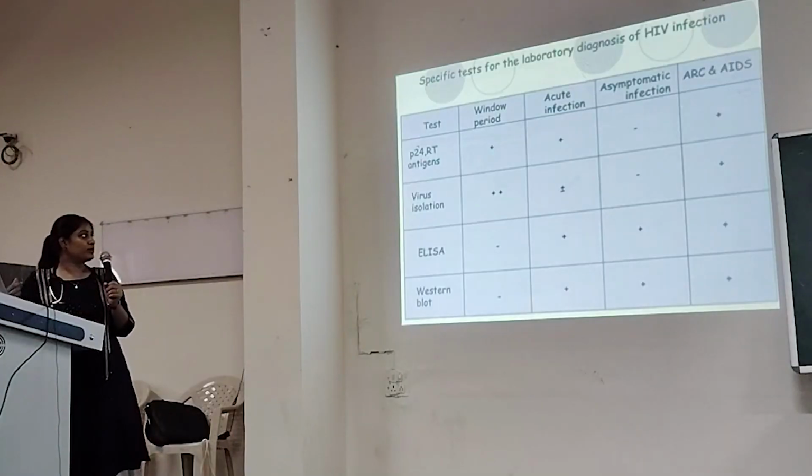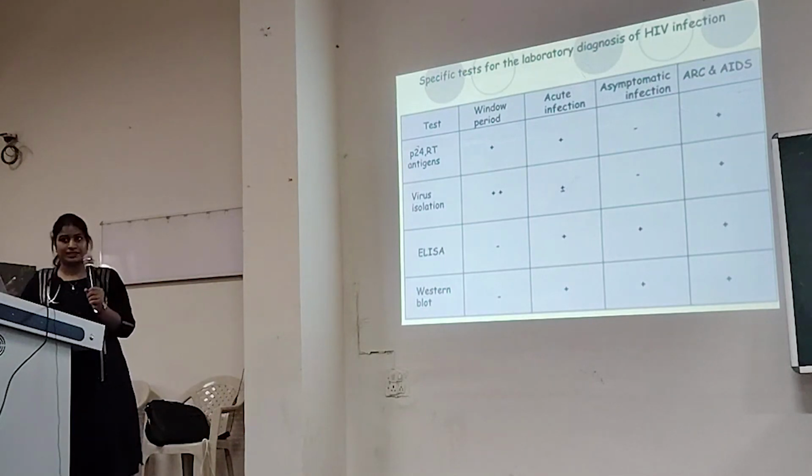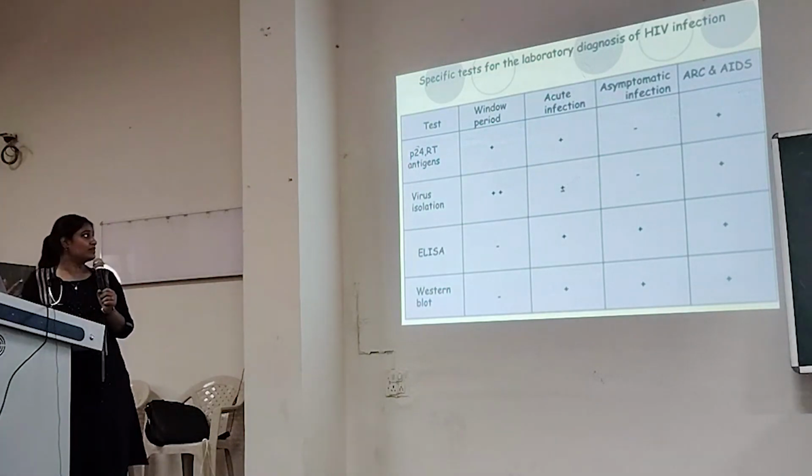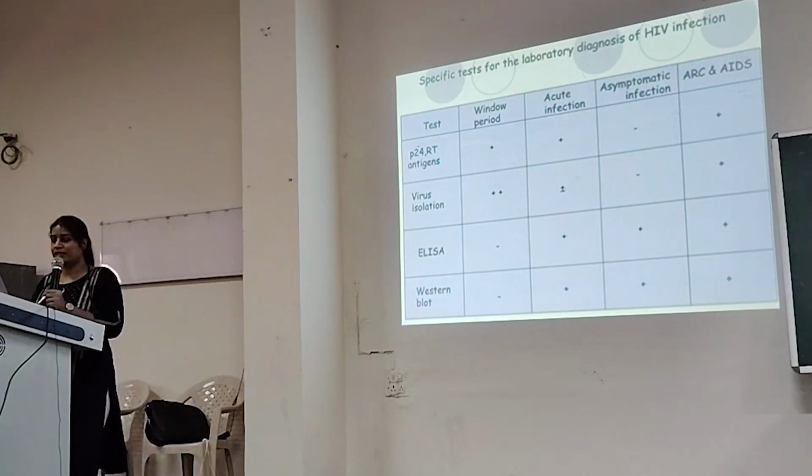P24 is positive in the window period, acute infection, and in AIDS. AIDS means opportunistic infections will come. So during asymptomatic infection, the patient won't have P24 positive. And virus isolation will also parallel P24. Virus isolation can be done during the window period, acute infection, and AIDS, and not in the asymptomatic period. So in the asymptomatic period, to diagnose it, we can do ELISA or Western blot. In acute infection, ELISA and Western blot will also be positive, and any of the tests will be positive in AIDS.